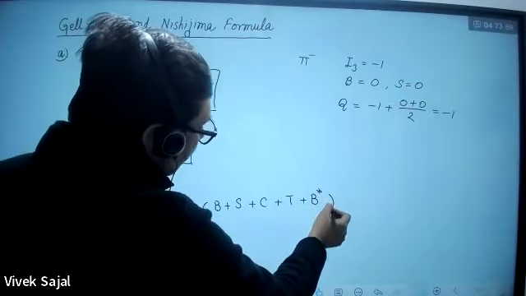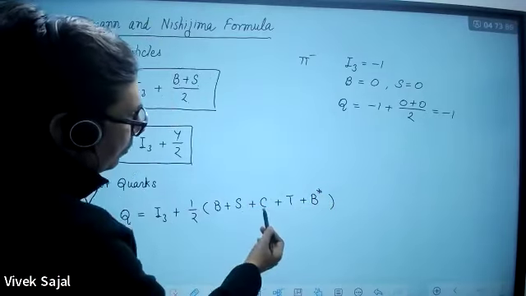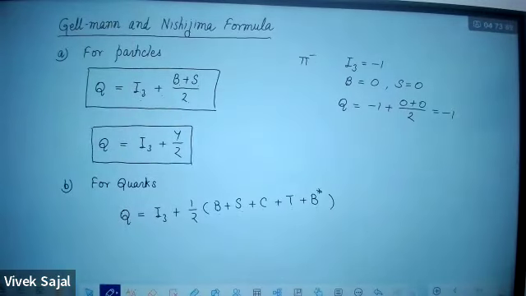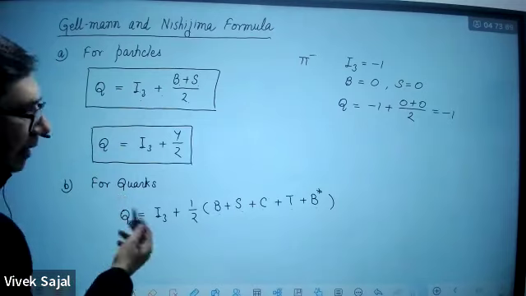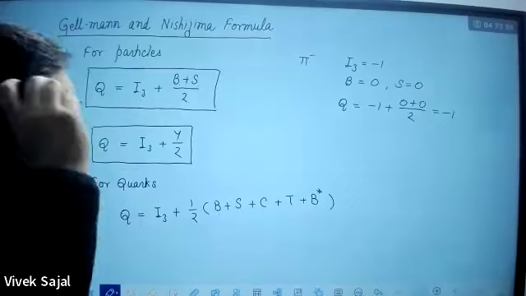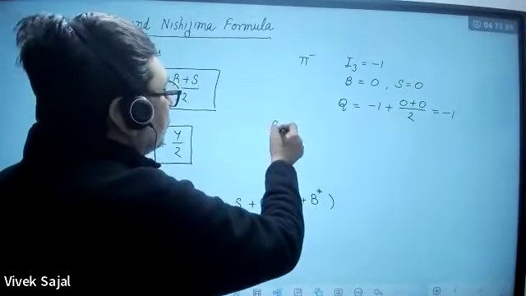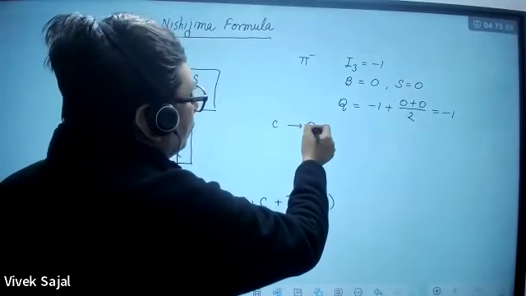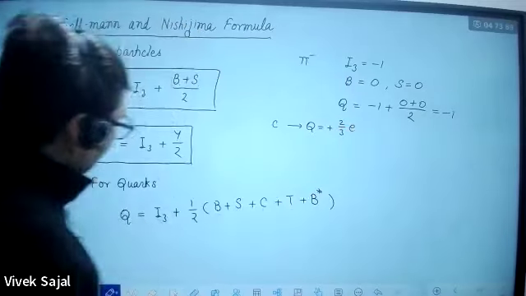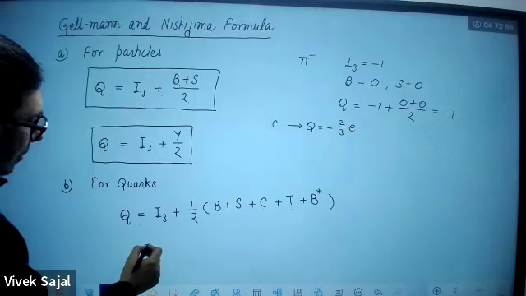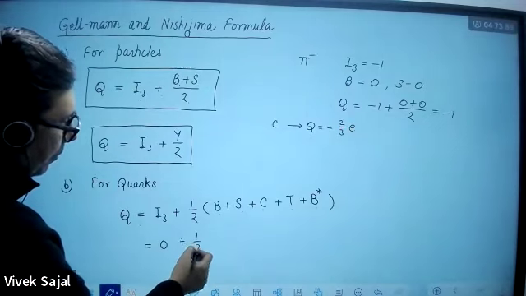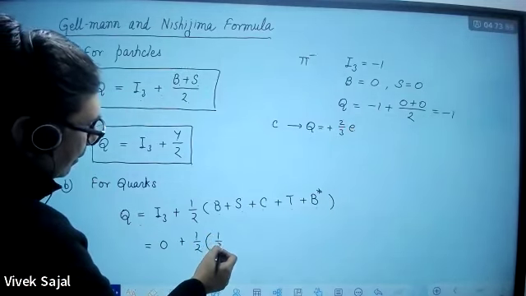This is B star. So these four numbers correspond to quarks, and this is baryon number. So this is the charge on a quark. Any of the quarks you can choose. For example, suppose you choose a charm quark. If I choose charm quark, how much charge is it going to have? Q is plus 2 by 3 e. So what is I3 for charm quark? That will be 0, plus this will be 1 by 2. Baryon number is 1 by 3.